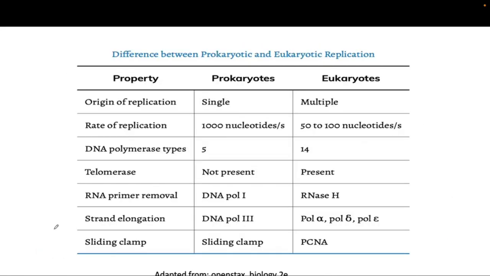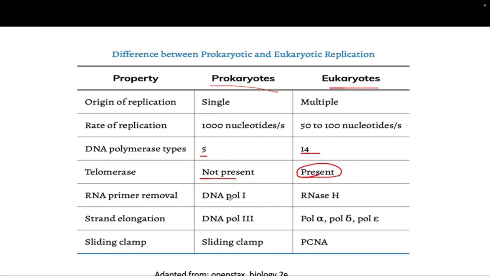Okay, and again, as I said, these are different enzymes that have the same function, but just with different naming in the prokaryotes and the eukaryotes. So the origin of replication, as I mentioned, is single in prokaryotes. Eukaryotes have multiple. Polymerases are of five types, there are 14 different ones, you don't have to know these details. Telomerase is not present in prokaryotes, it's only present in eukaryotes. This is something that you would need to know.